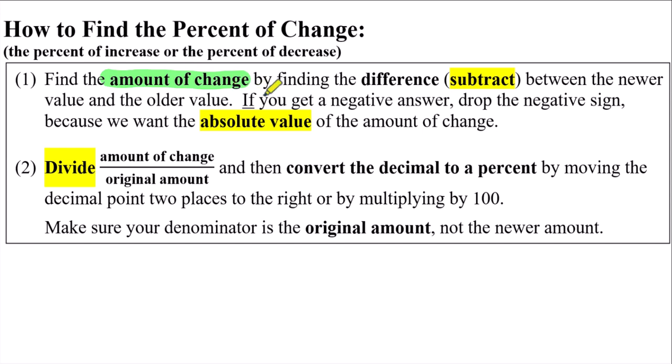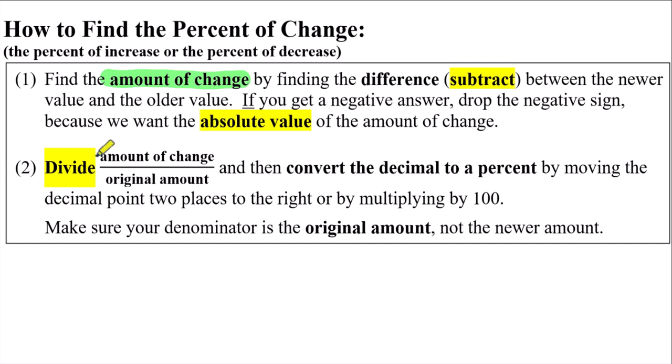Pretty simple. Now, if you get a negative answer, we're going to drop the negative because we're actually wanting the absolute value of the amount of change. You might remember from 6th grade math, absolute value is the distance from zero, which takes off any negatives that you might get. So that's going to happen here to get the amount of change.